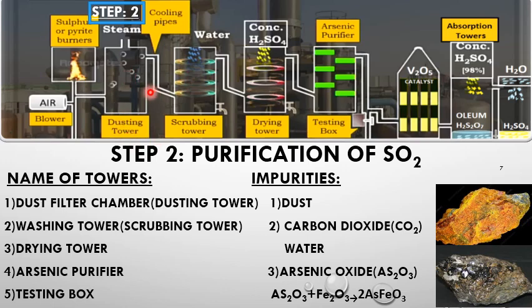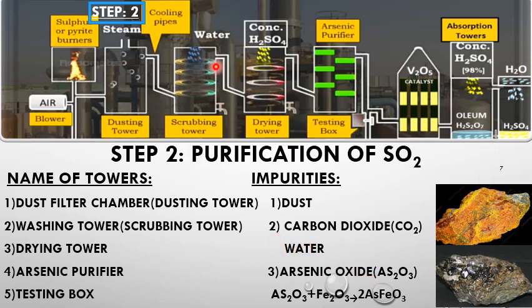Now, sulfur dioxide gas moves towards the cooling pipes. The function of the cooling pipe is to reduce the temperature of the incoming sulfur dioxide gas. Then sulfur dioxide gas moves towards the scrubbing tower or the washing tower. Now sulfur dioxide contains carbon dioxide as an impurity, water vapors, as well as arsenic oxide, the main impurity.